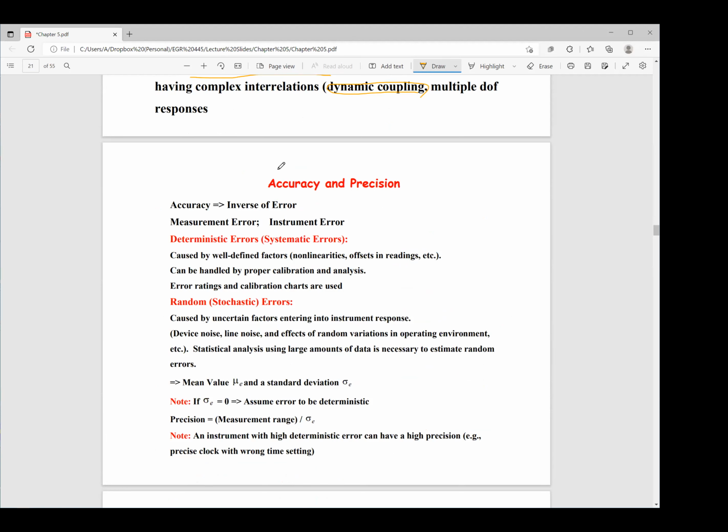So again, accuracy and precision are super important. Once again, what is accuracy? Accuracy is closeness to true value, and precision is nothing but repeatability. Whenever you talk about measurement errors, there are deterministic errors, also called systematic errors. Those errors are like offsets. They are going to remain constant. So once you know what that error is, you can take care of it by proper calibration.